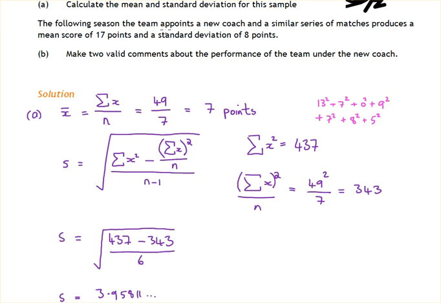We're told that the following season the team appoints a new coach and a similar series of matches produces a mean score of 17 points, standard deviation of 8 points. We've been asked to make 2 valid comments, and usually this question is worth 2 marks, so you must write 2 comments about the performance of the team under the new coach. So what we can say is that on average, since the mean is a type of average, we used to be scoring 7 points per match, and now we're scoring 17 points per match. So we can certainly say that on average the number of points scored per match under the new coach has increased, and that would be the sort of sentence you would want to write. So I'll just squeeze it in here.